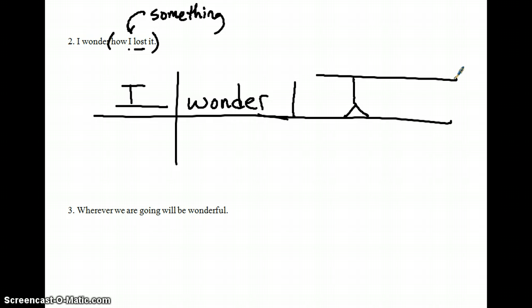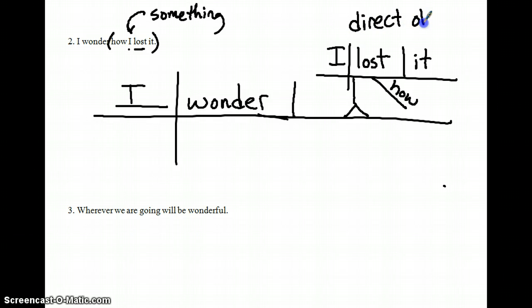Now, where's the subject in how I lost it? I. Where's the verb? Who or what is losing? I am. I lost. What did I lose? Something's being acted upon. It. And how, just like in the last example, is an adverb. So it goes under the verb lost. Now this example is a noun clause acting as a direct object. Okay? Pretty simple. Let's take a look at the last one and then we'll be done.